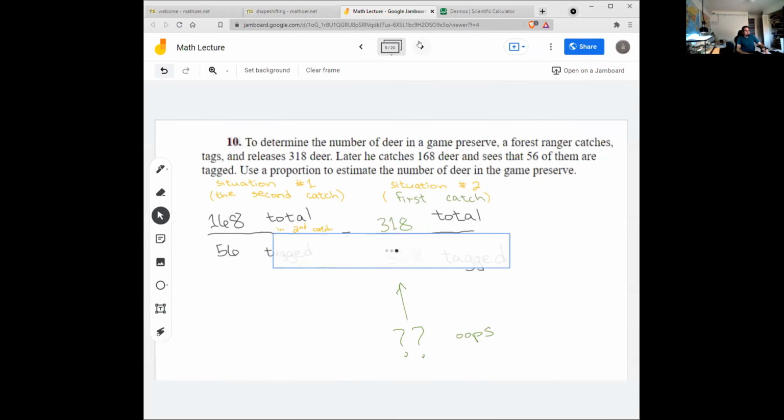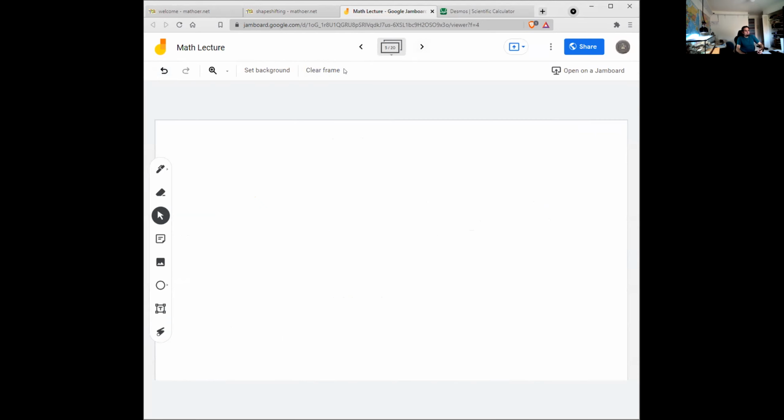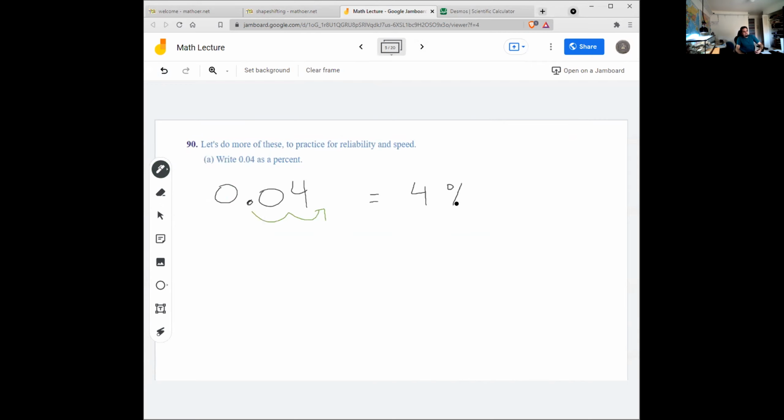Similarly, if we have 0.04, and I wanted to make that a percent, I would go right twice, and I would get 4%. Everyone okay with how that works?